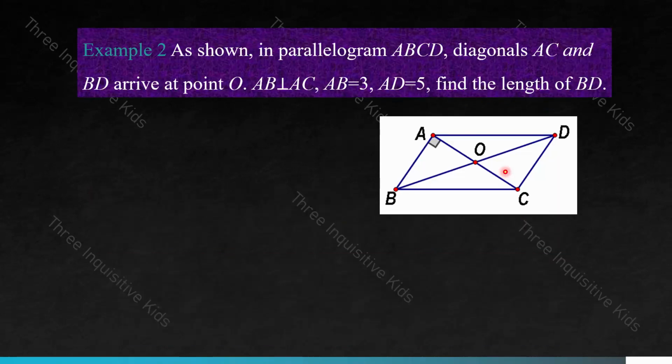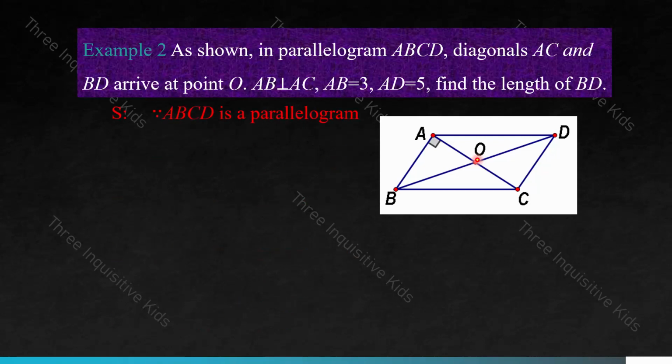As shown in parallelogram ABCD, diagonals AC and BD arrive at point O, so they meet at point O. AB is perpendicular to AC. AB is equal to 3 and AD is equal to 5, so find the length of BD.